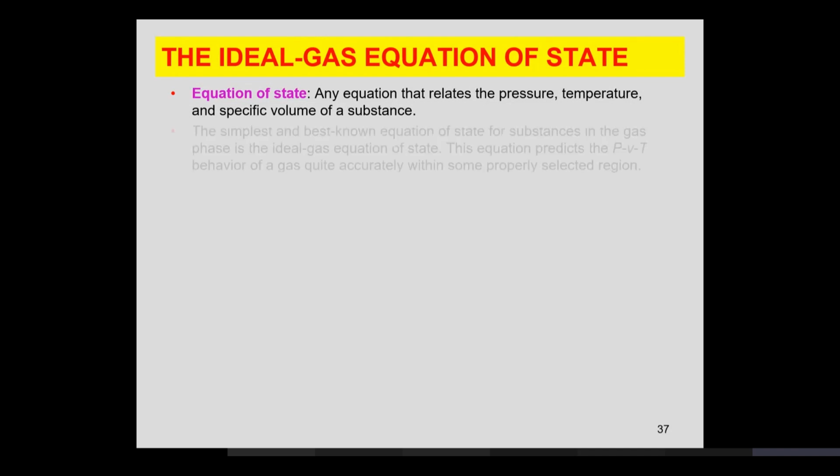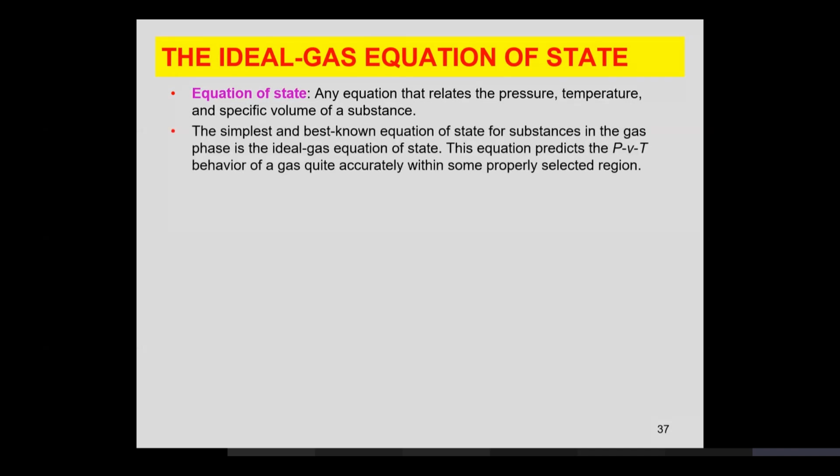And they follow this relationship, which is the simplest and best known equation for substances which behave in an ideal manner. The equation is this, where pressure is inversely proportional to the specific volume and directly proportional to the temperature, provided R is the gas constant. Now, remember, in this equation, R is basically the gas constant, which would be different for different gases.